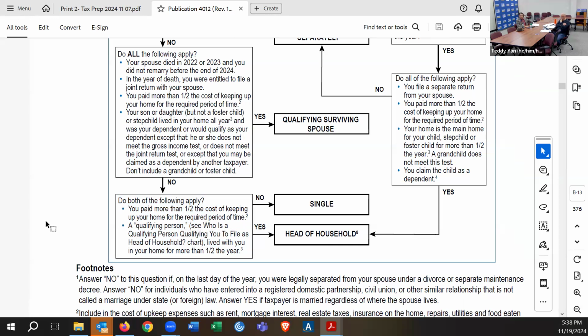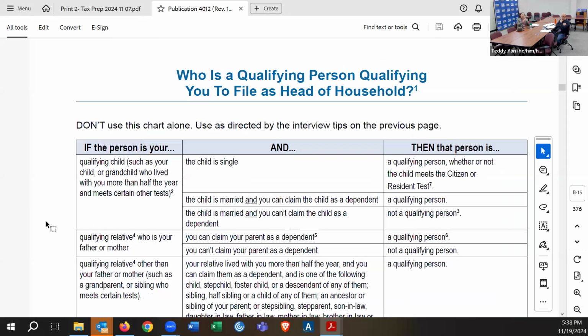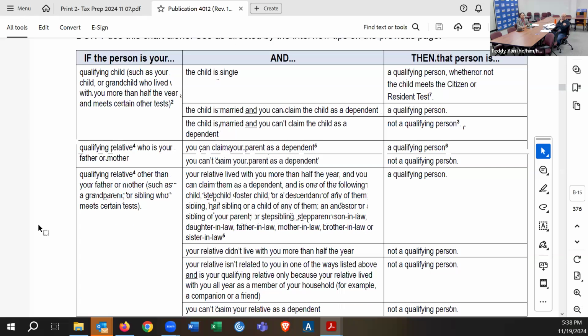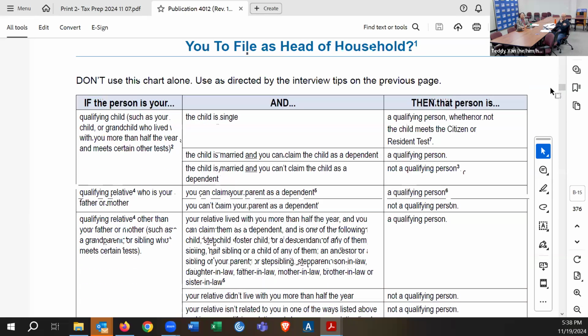They're referring to a chart here that appears 2 pages further. So if we look down here, first is just interview tips for filing status in general, and then second is who is a qualifying person qualifying you to file as a head of household. There are several options here, split out by a number of different things.